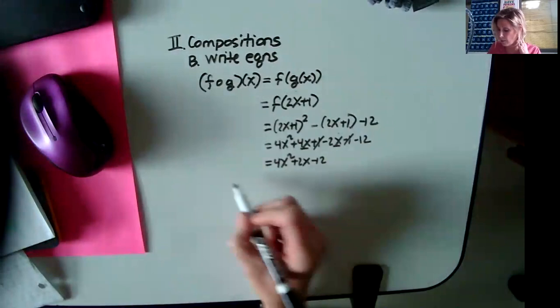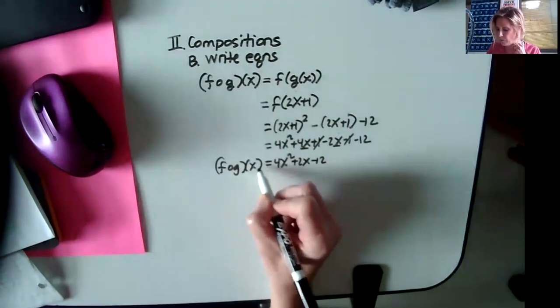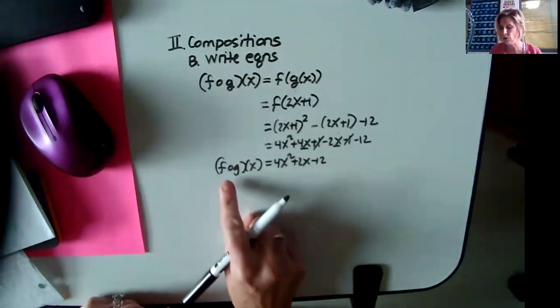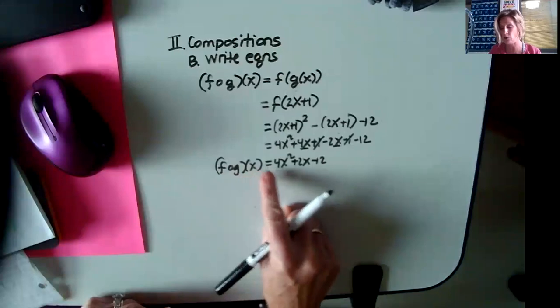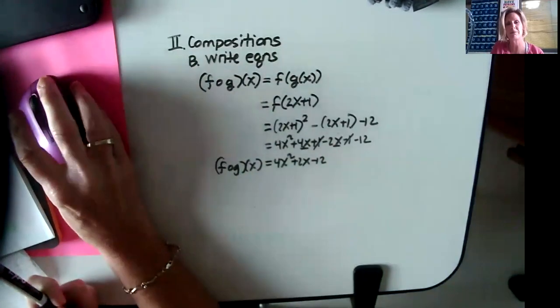Now, to finish it up, I'm going to say f circle g of x equals 4x squared plus 2x minus 12. If you would prefer to write f of g of x equals 4x squared plus 2x minus 12, that's okay too.